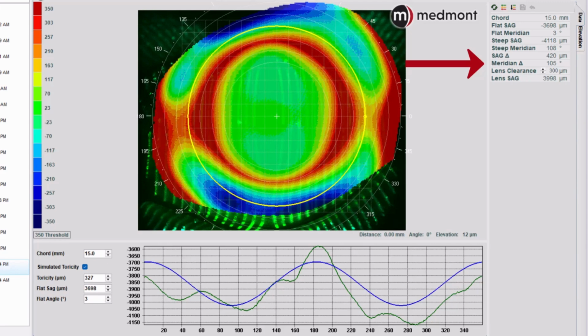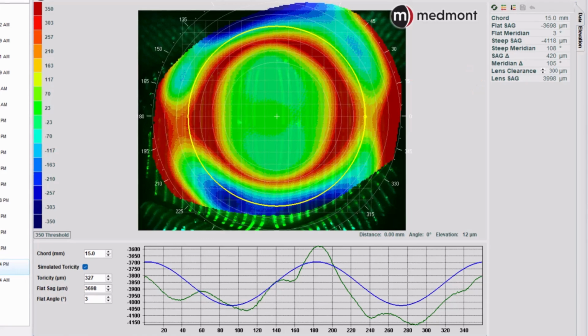The farther the meridian difference is from 90 degrees, the more likely an asymmetric lens may be required. In order to select your initial diagnostic lens, you can choose the appropriate apical clearance that you desire. In this case, we've entered a 300 micron fluid layer that we desire between the back surface of the lens and the eye surface. Based on the entered apical clearance, the Medmont software has calculated that a sagittal depth of 3,998 microns would be the recommended sag of scleral lens to start with.